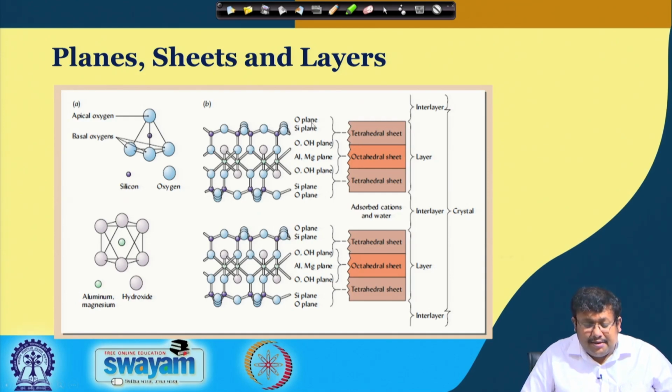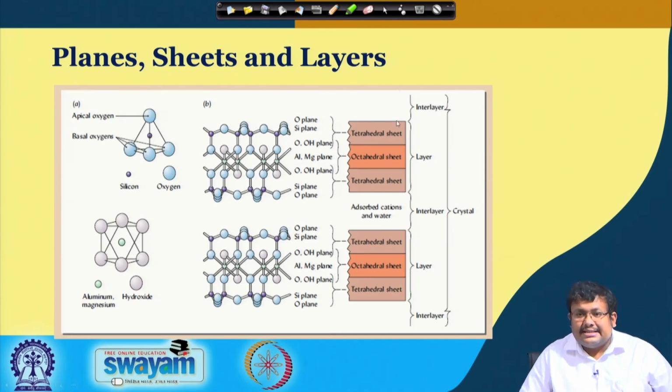So, obviously based on this structure, they will get an O plane followed by a silicon plane, and then they will get an O, that means oxygen as well as hydroxyl plane, followed by aluminum and magnesium plane, then again oxygen hydroxyl plane, then again silica plane, and then followed by an oxygen plane. So, as you can see, this basically defines how this 2:1 structure is composed of.